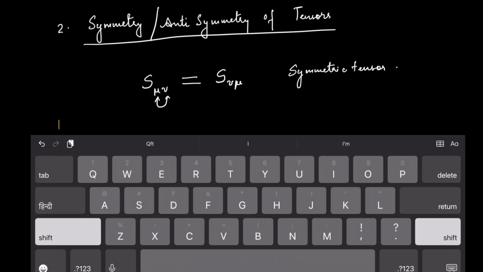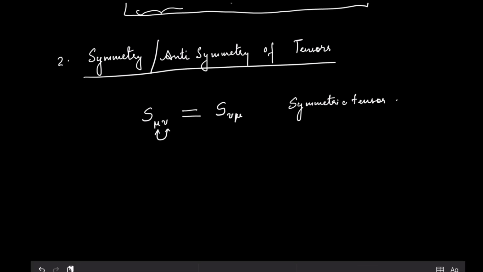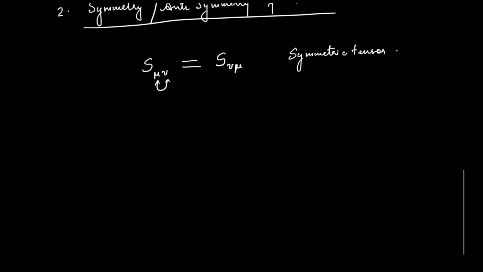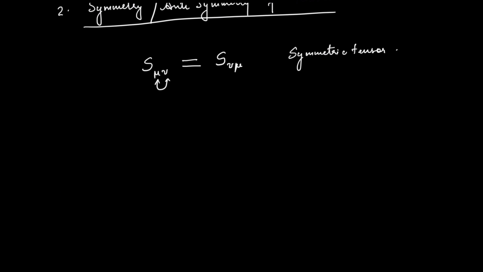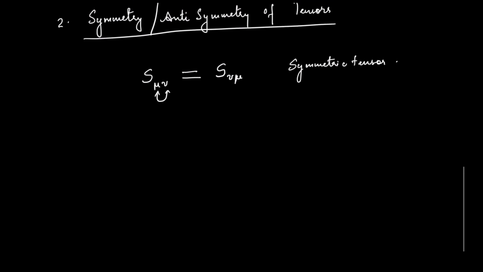That is, when the relative position of two indices of a tensor is interchanged and the tensor obtained is same as the original tensor, then the tensor is called symmetric with respect to those indices.